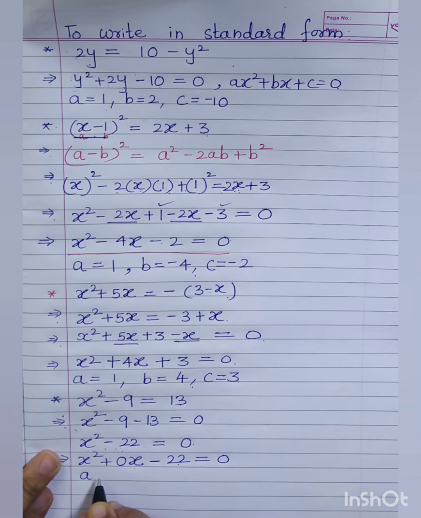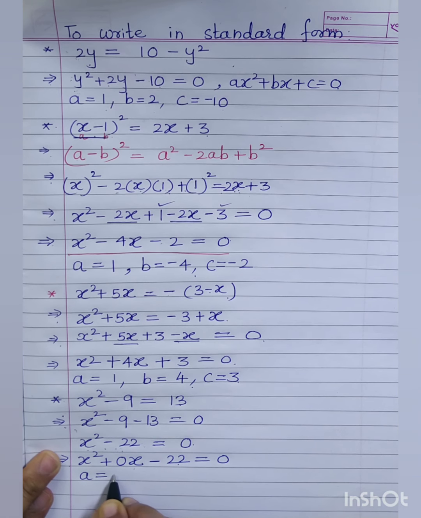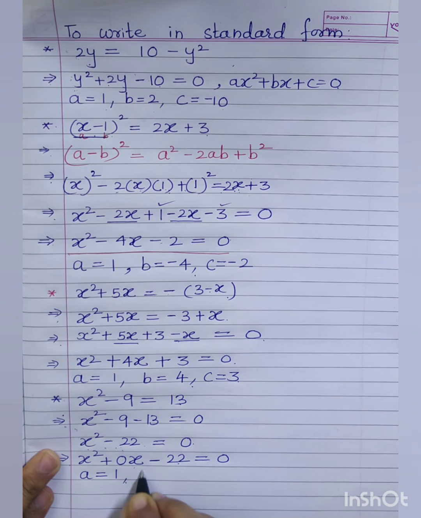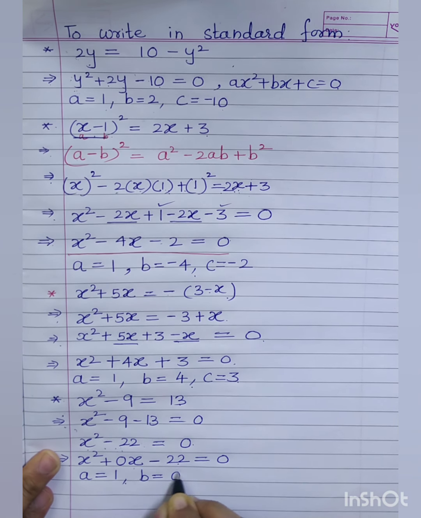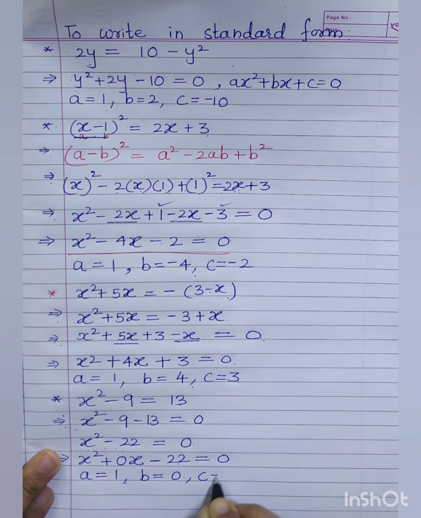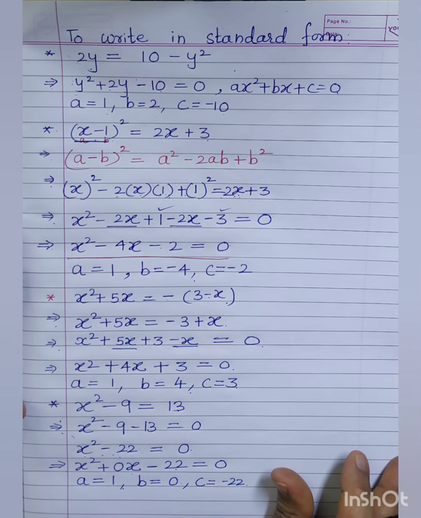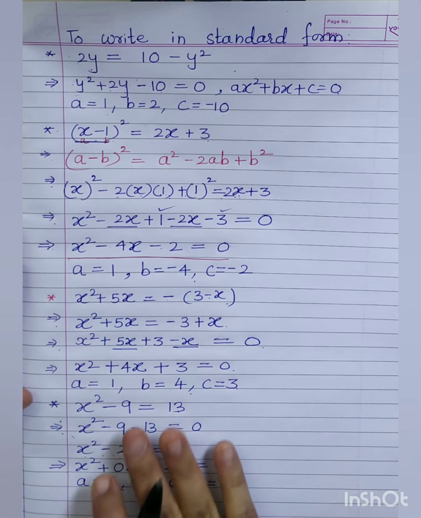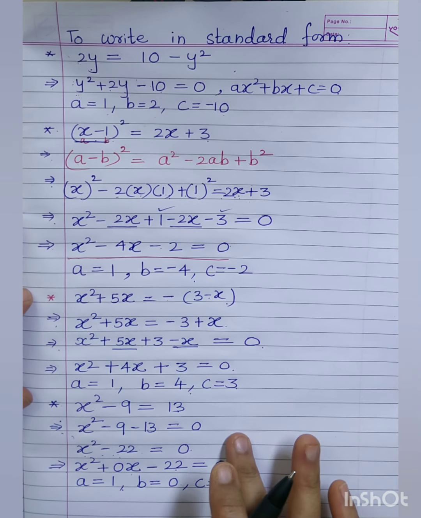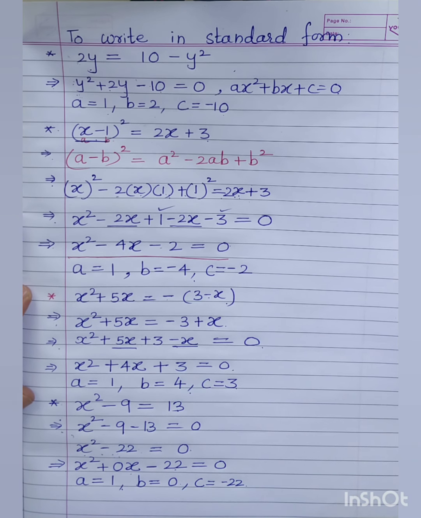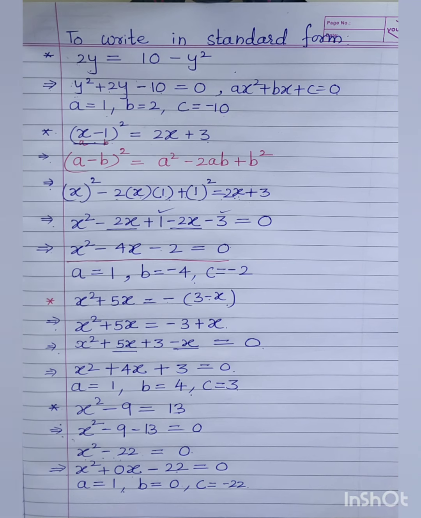So what is the value of a here? Value of a is 1. What is the value of b? b is 0. And what is c? It is minus 22. Very simple question, but very basic part. So solve these questions in your notebook, and remaining questions from your book also you should solve. Okay.